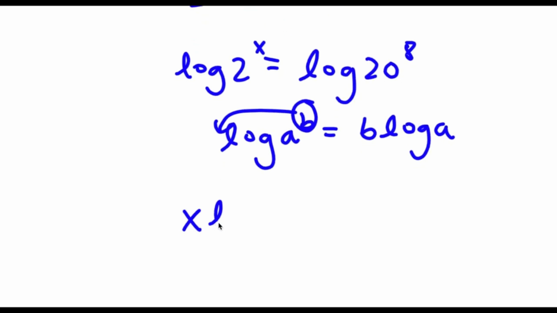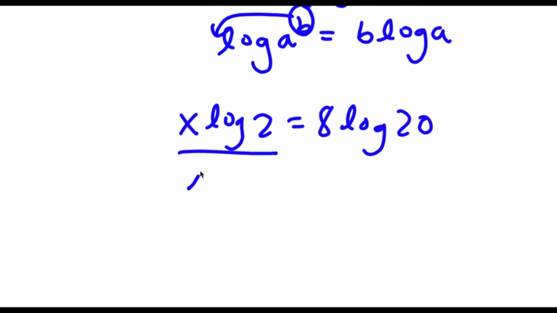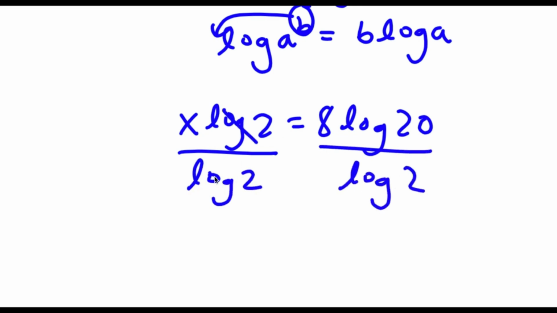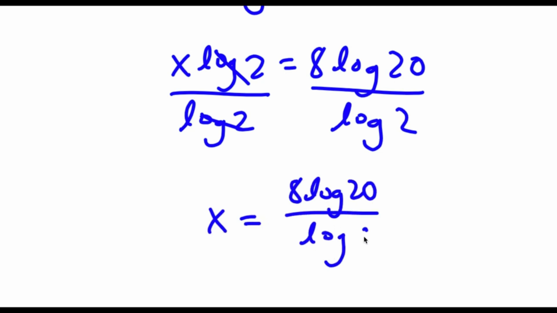So now I have x times log 2. I simply moved x to the front, and I'm going to do the same with 8. So then I have equals 8 times log 20. So now I'm going to divide both sides by log 2. So then these two cancel out, and now I'm left with x is equal to 8 log 20 over log 2.